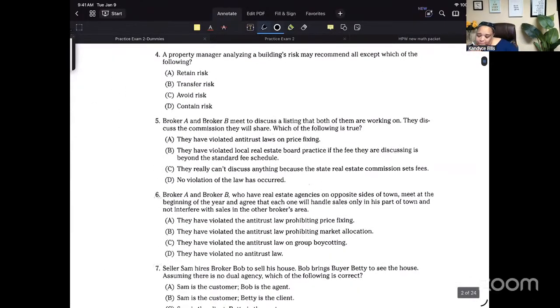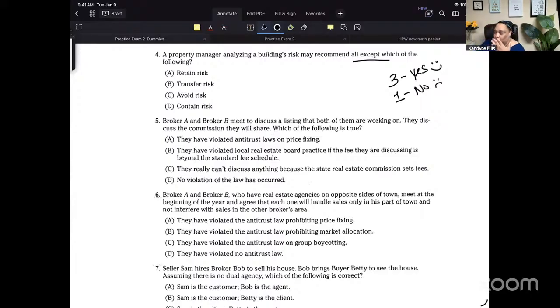Number 4, a property manager analyzing a building's risk may recommend all except which of the following. So we've got all except, which means 3 of these you do recommend. Yay, we want those. And 1 of these is no, we do not recommend. Is it going to be to retain risk, to transfer risk, to avoid risk, or to contain risk?